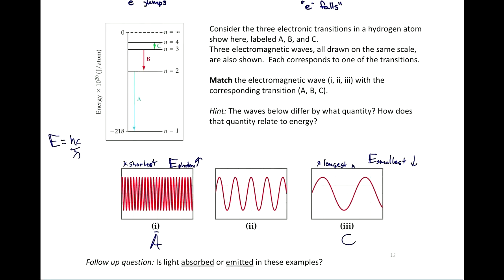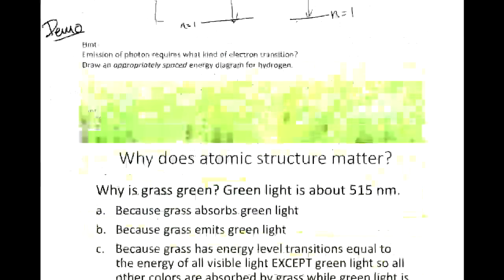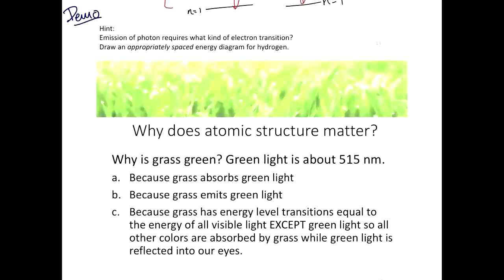Okay, so let me go back here. Back in this diagram, we have those transitions A, B, and C. So tell me, how is light involved in these transitions? Is it emission or absorption in these pictures? Is light being emitted or absorbed? Emitted, yes. And so, what is the big difference between emission and absorption? So, the reason that grass is green, why is atomic structure important?